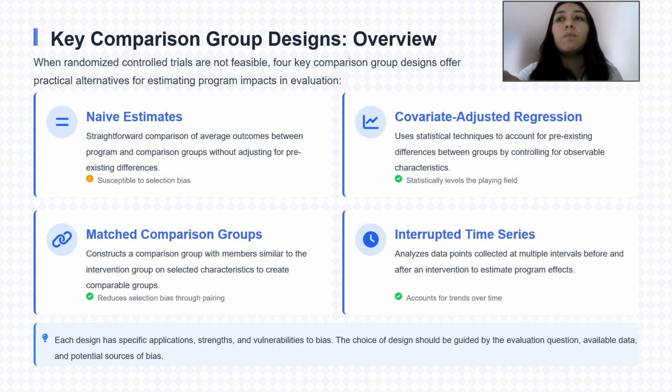There are four main designs we can use: naive estimates, covariate adjusted regression, matched comparison groups, and interrupted time series. Each one has its own strengths and weaknesses. For example, naive estimates are simple but prone to bias, while regression and matching methods statistically control for confounders. So the choice of design really depends on what data we have and the purpose of the evaluation.